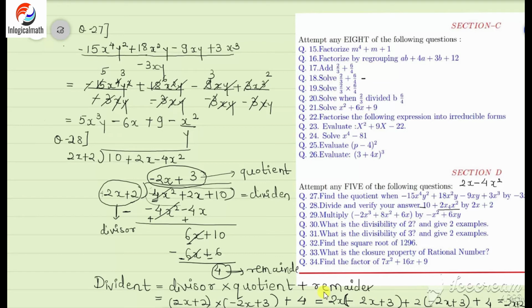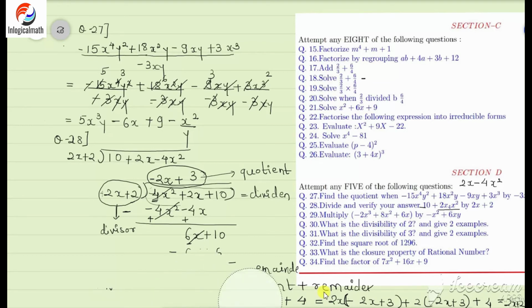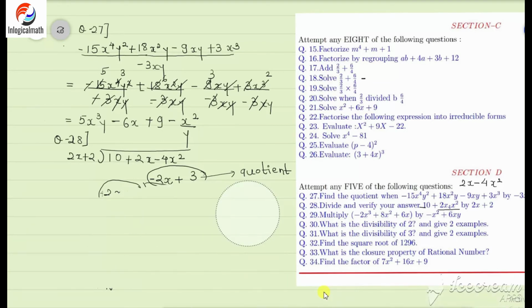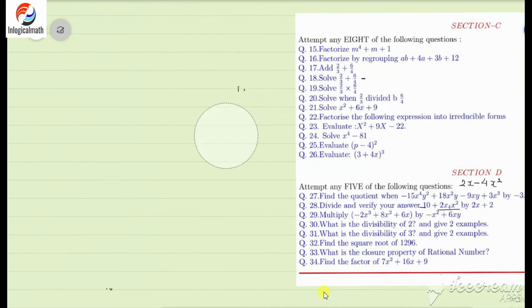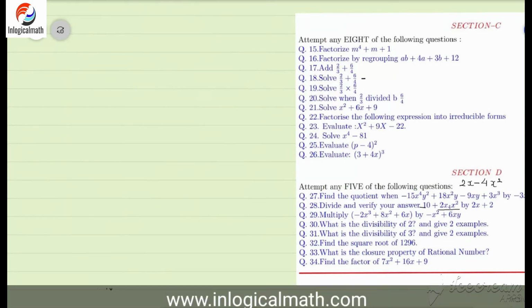Now we will go for question number 29. They have told us that we have to do the multiplication of a trinomial by a binomial. So what is it? Question number 29: minus 2x cube plus 8x square plus 6x, now multiply this by minus x square plus 6xy.